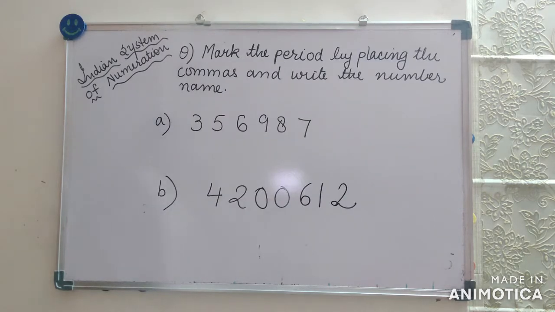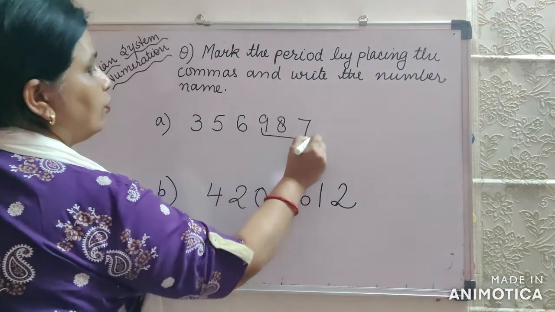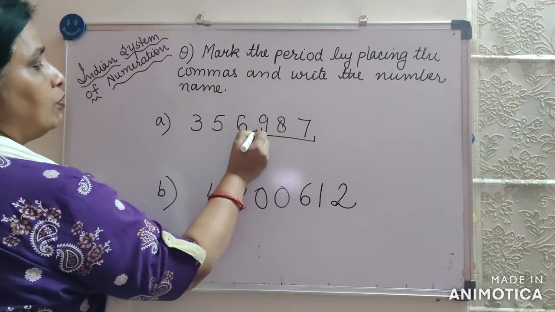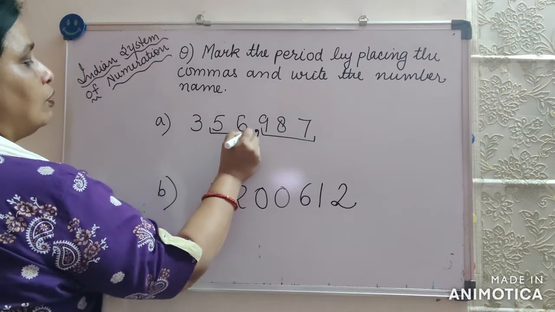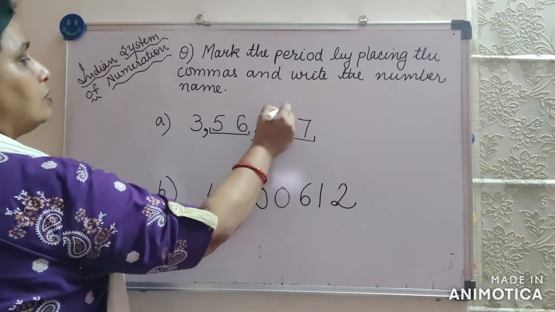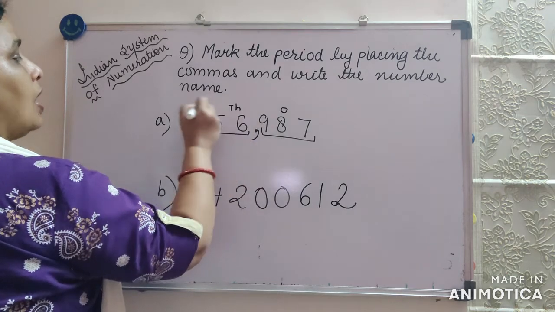Now children, let's see the example. Here in this question, you will have to mark the periods by placing commas and write the number name. And you will have to do it by the Indian system of numeration. So this system you will have to follow, right? According to the Indian number system, the first comma will come for the ones period, before here. Then the second before the thousand here. So it is ones period, thousands and lakhs.